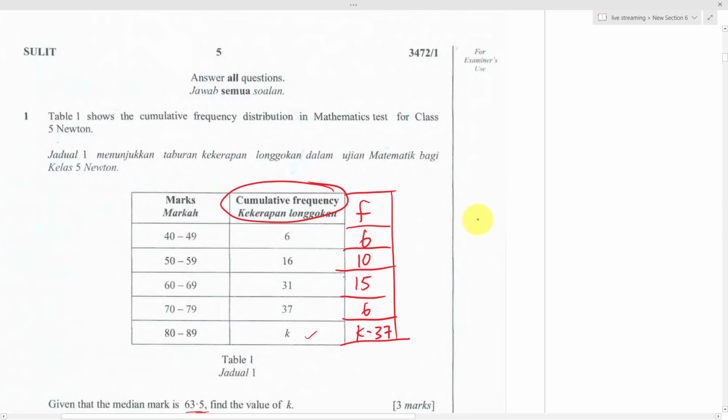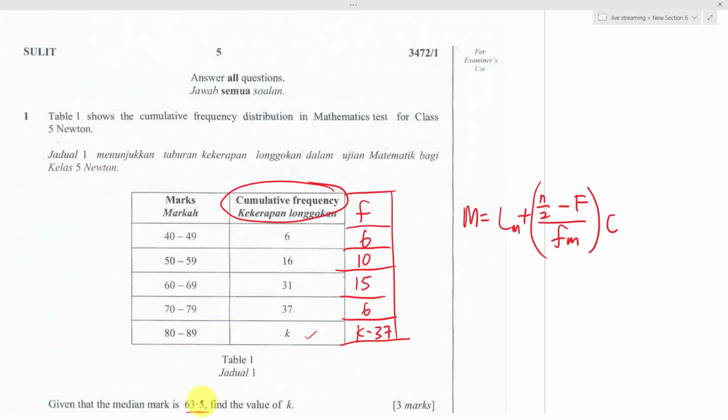Then we definitely know the median formula: L, the lower boundary of the median class, plus n over 2 minus the cumulative frequency before the median class, over the frequency of the median class, multiplied by the class size. Alright, this is the median formula. The question tells me the median mark is 63.5. If the median mark is 63.5, then I know this will be my median class, because 63.5 is between 60 to 69, right? So let me write my median is 63.5.